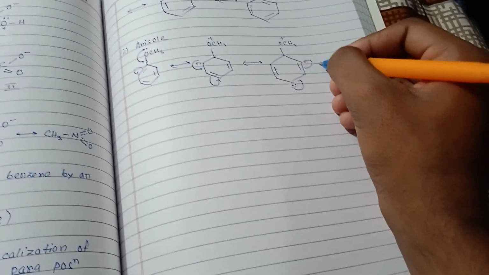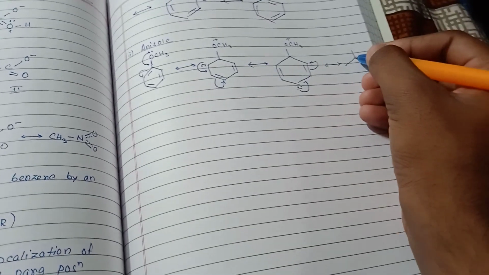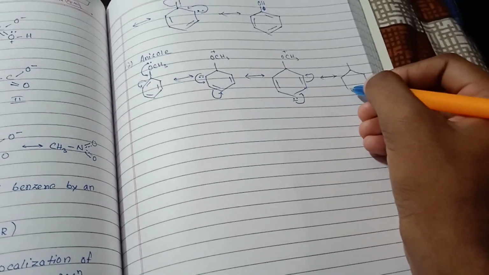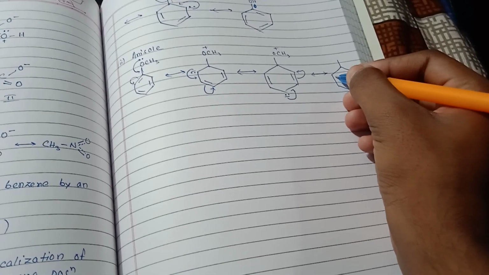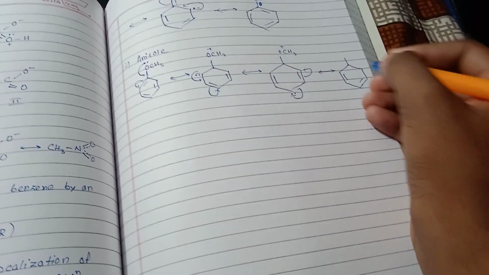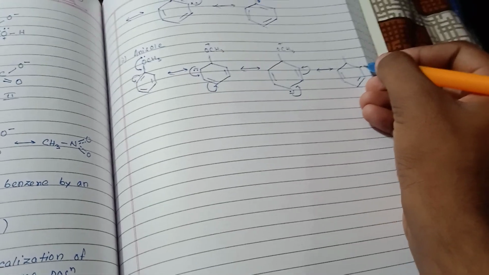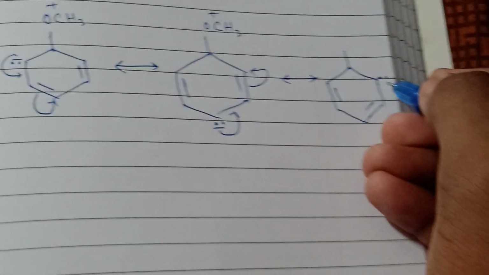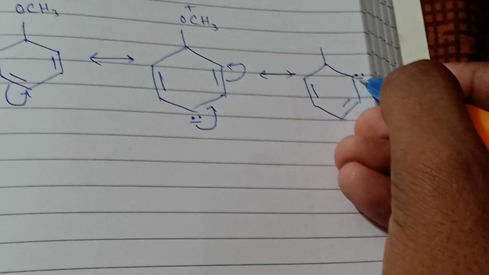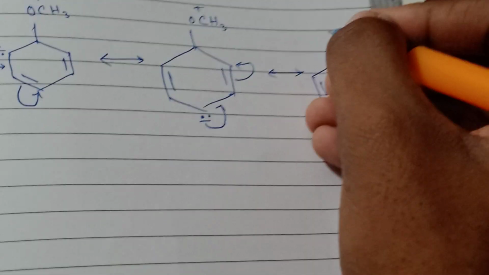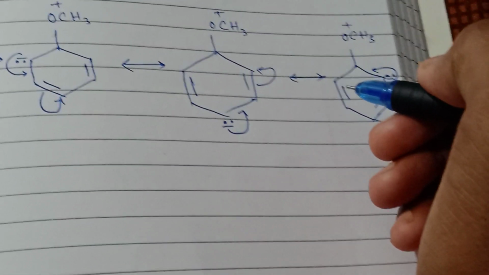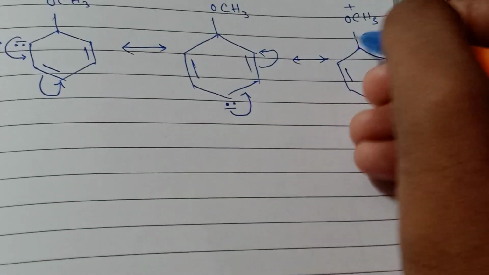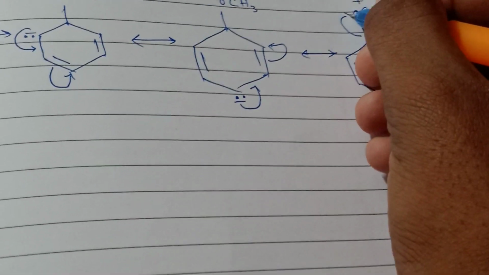Next, I make a benzene ring. The double bond will be shifted from here and then here, and the lone pair will come here. Okay, the lone pair will come here, making this. There is always OCH3 plus, and it will be going here.